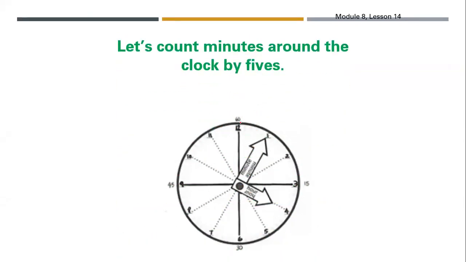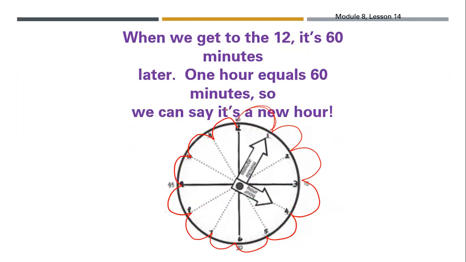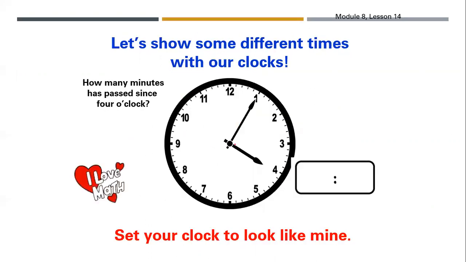So let's count minutes around the clock by fives. Ready and go. Skip counting, do it with me. 5, 10, 15, 20, 25, 30, 35, 40, 45, 50, 55, 60. When we get to the 12, it is 60 minutes. 1 hour equals 60 minutes. So we can say it's a new hour, right? On my last video, you could say this is 60 or it is 0 because we have made our way to the next hour. So let's show some different times with our clocks.